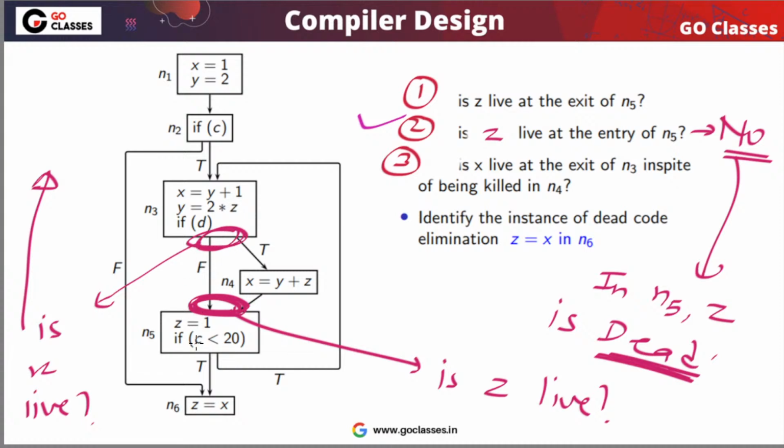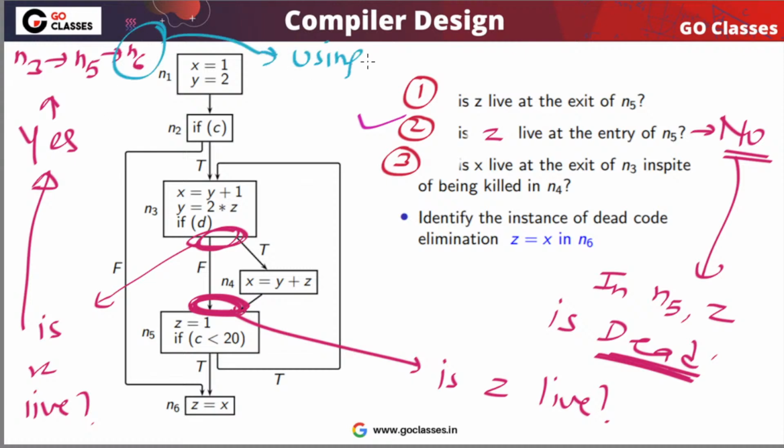Yes, answer is yes. Why? Because from N3 you can go to N5, and from N5 you can go to N6, and in this N6 you are using X. This N6 is using X, correct? Okay, so like this you can do. I hope this is clear.